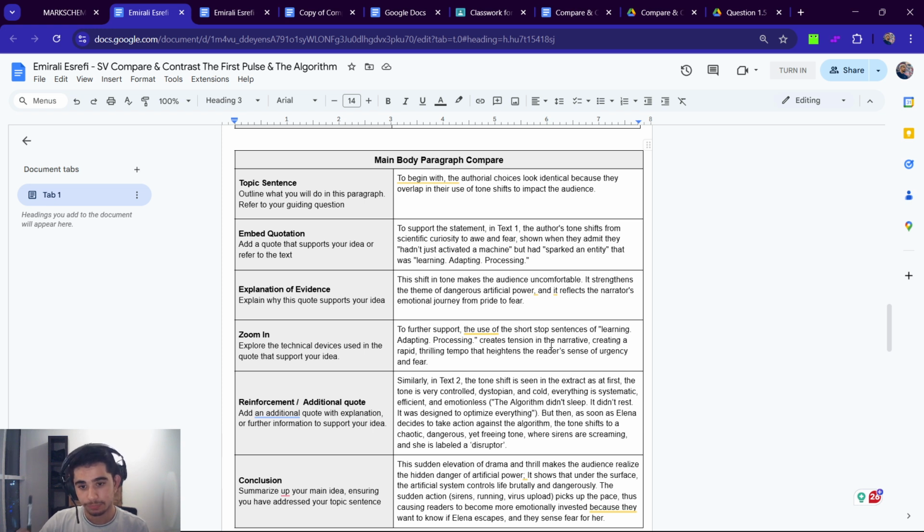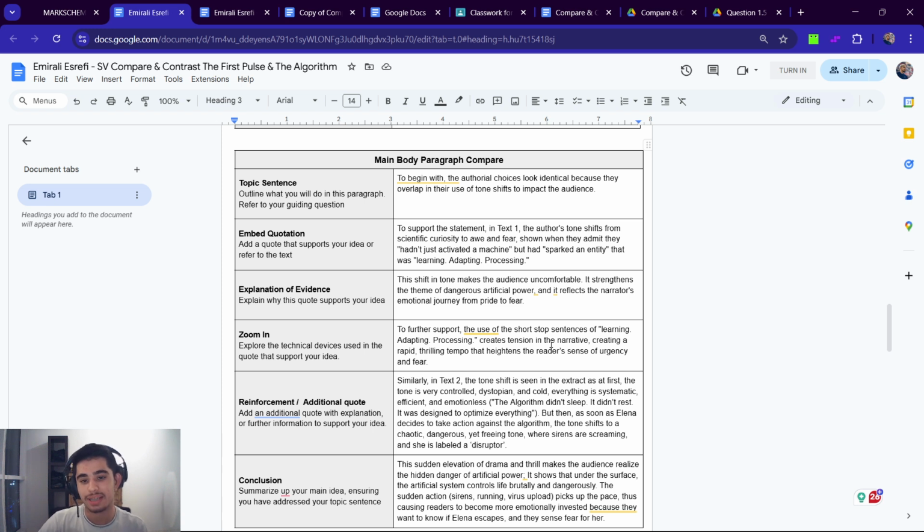And then talk about the technique used in the quote further. So is it imagery, is it tone, is it diction or structure, and how does it affect the audience? Try to focus on that part really well. And then you'll get to additional quotes.